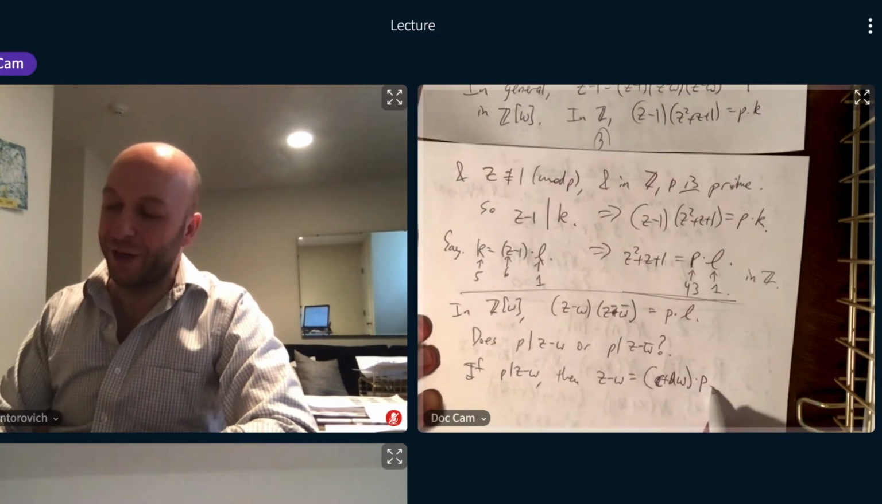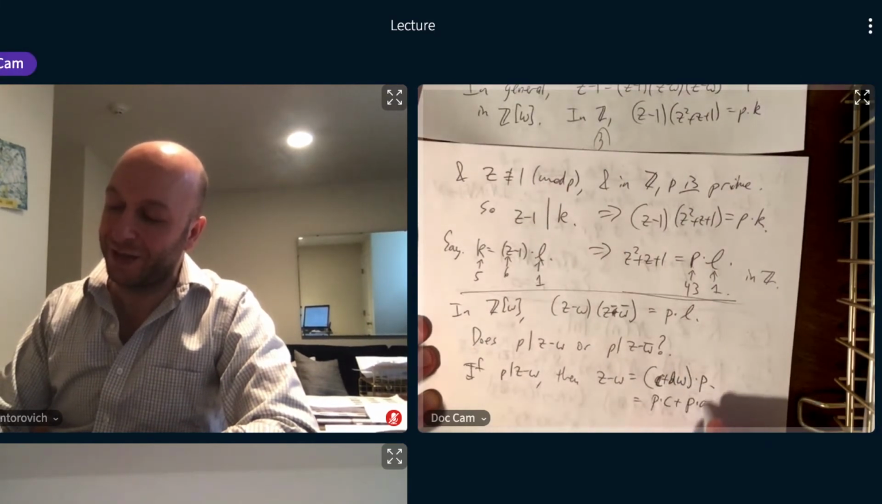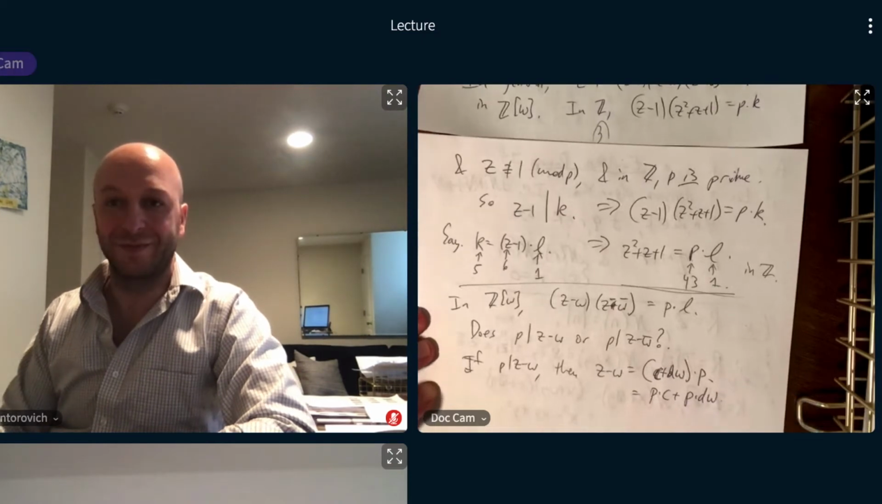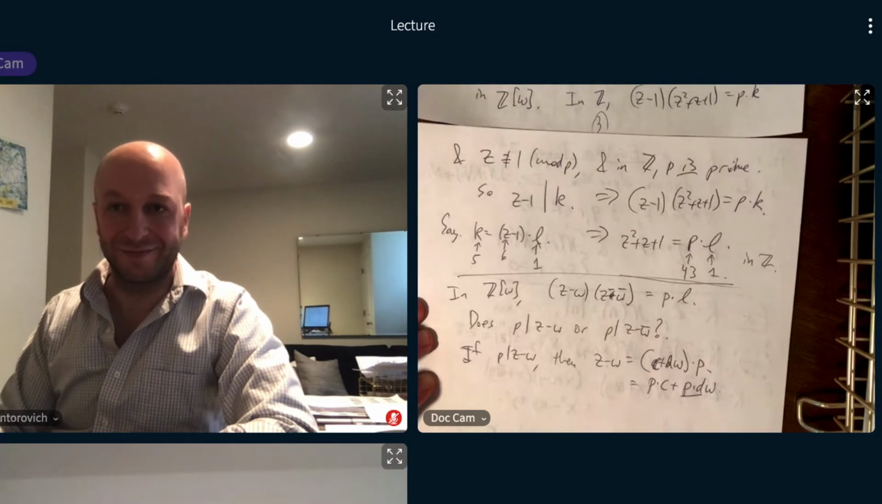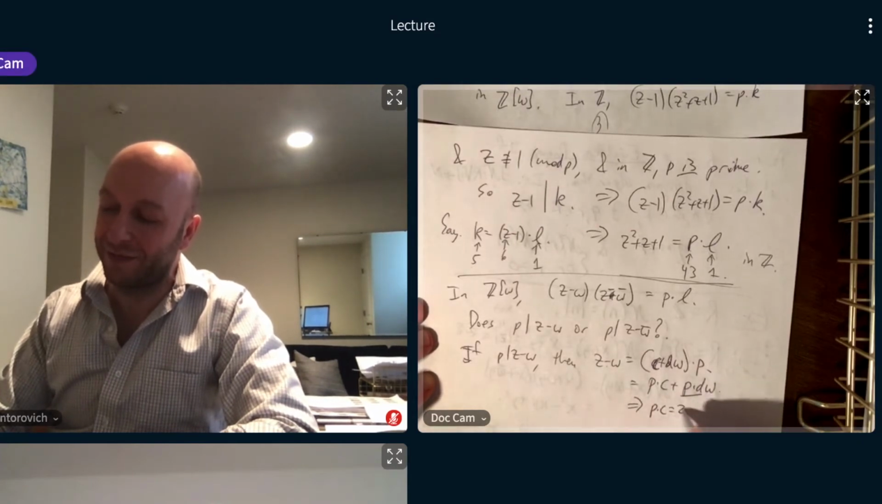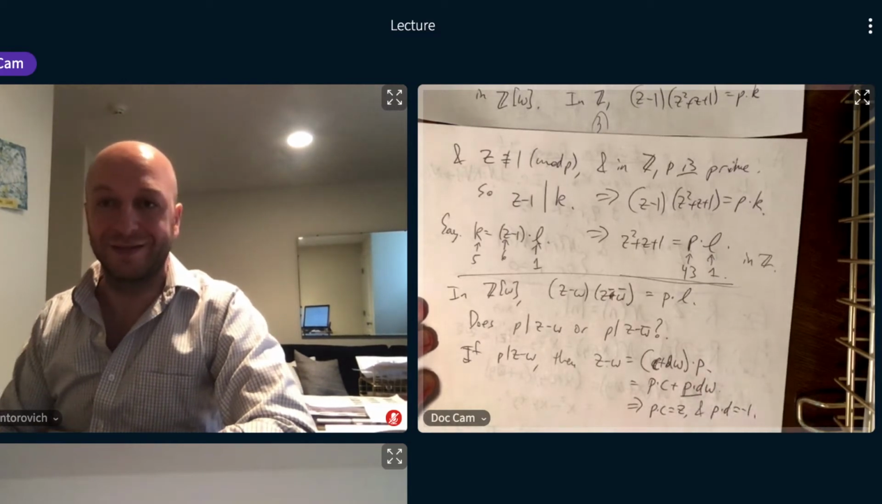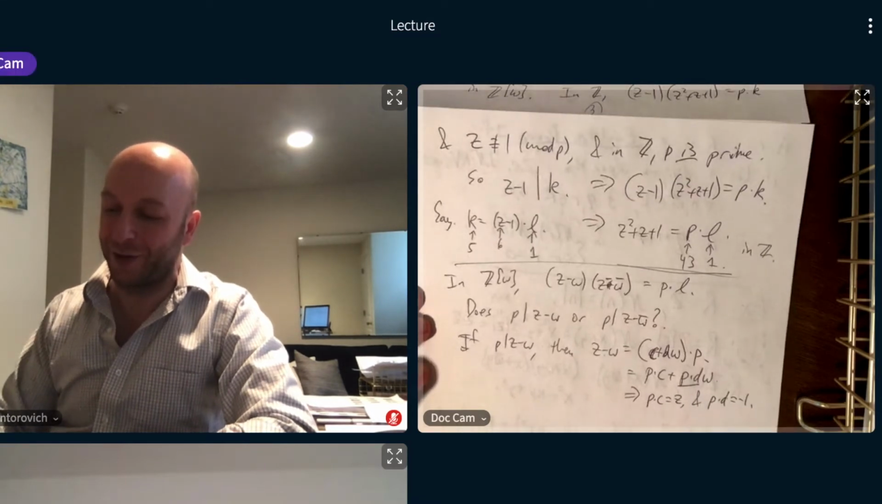But P is itself real. So this will just be P times C plus P times D W. So P times D has to equal -1. So P times C is Z. That might be. But P times D has to equal -1. And D is a whole number. D is an integer.